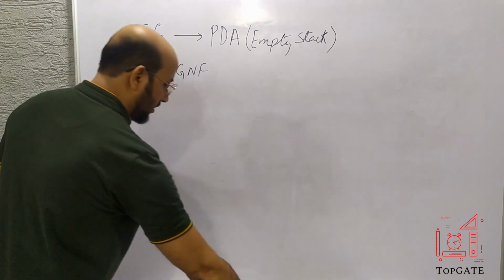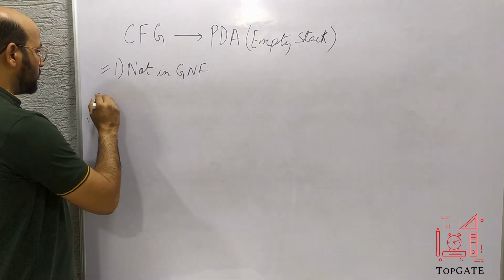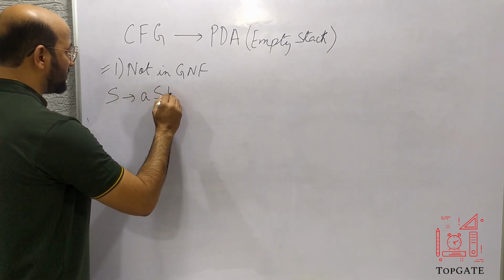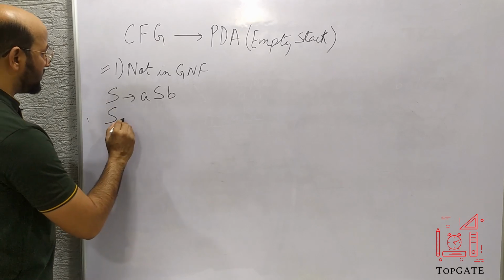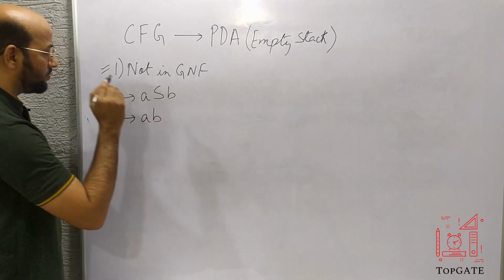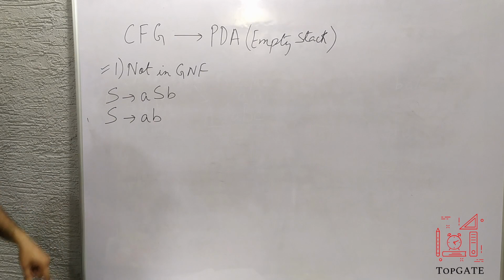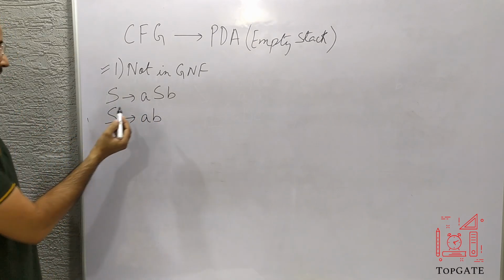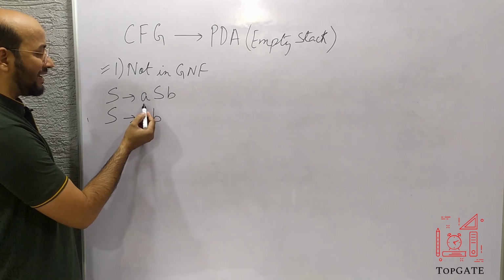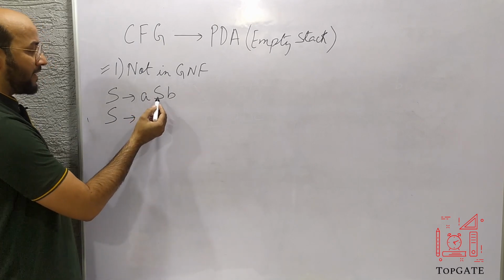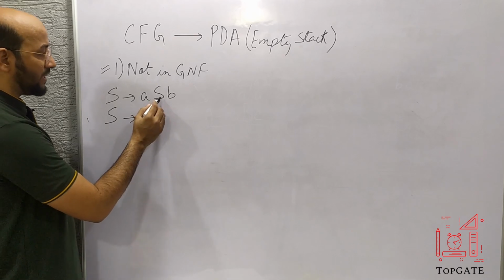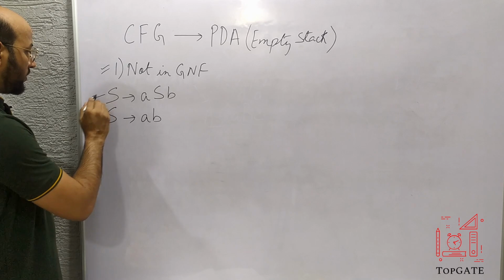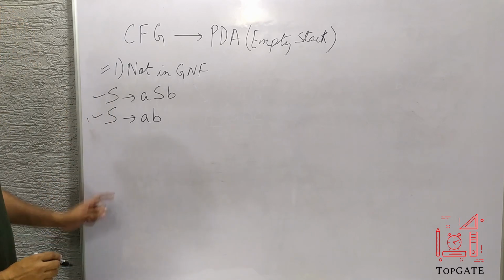Okay, so I'll give you a question. Suppose S tends to aSb and S tends to ab. Okay, so we have this particular question, we have these productions, and both of these productions are not in GNF. That is because the starting letter is a terminal and the capital letter here is S and then it is followed by a small letter again. Okay, so this is also not in GNF, this is also not in GNF. Okay, so I'll discuss this.